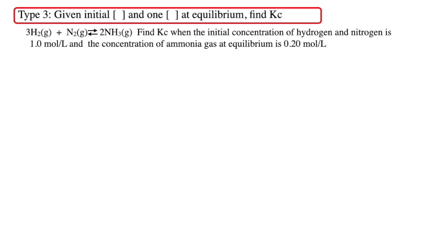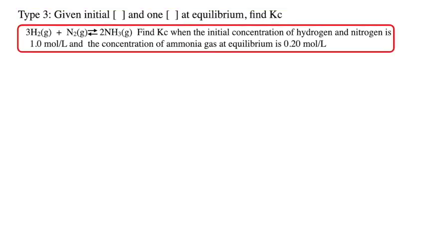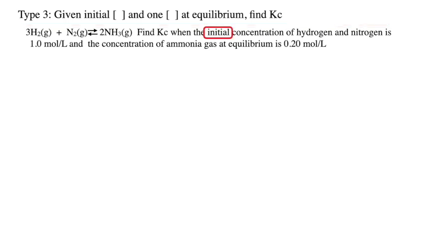Type 3 is a little different because of the way this is worded. Given the initial concentration and one at equilibrium, find Kc. Okay, so the ammonia equation, find Kc when the initial concentration of hydrogen and nitrogen is 1, and the concentration of ammonia gas at equilibrium is 0.2. Okay, so initial, we haven't seen that before. Equilibrium, we have seen that. Okay, let's figure this out.